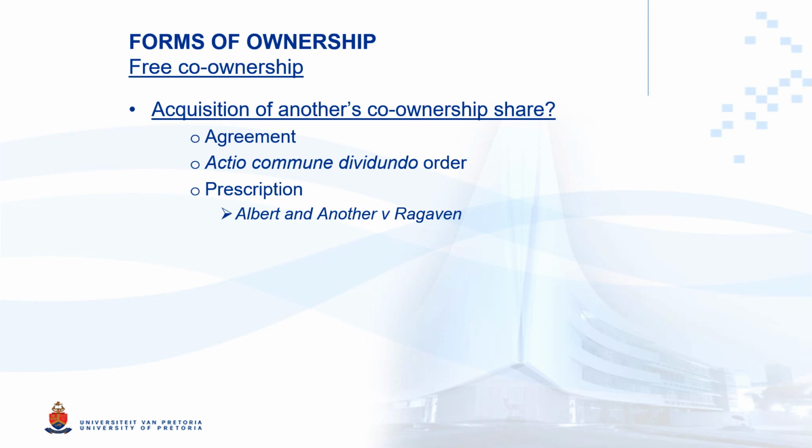Now, the Albert and Another versus Ragavan case was decided before the Prescription Act came into force. So if you read that case, you'll see that the requirements that were looked at there are somewhat similar to those set out in the Prescription Act, but there are slight differences. However, note that today, where the Prescription Act applies, co-owners can also still acquire other co-owners' undivided co-ownership shares if they can show that the requirements in the Prescription Act are met.